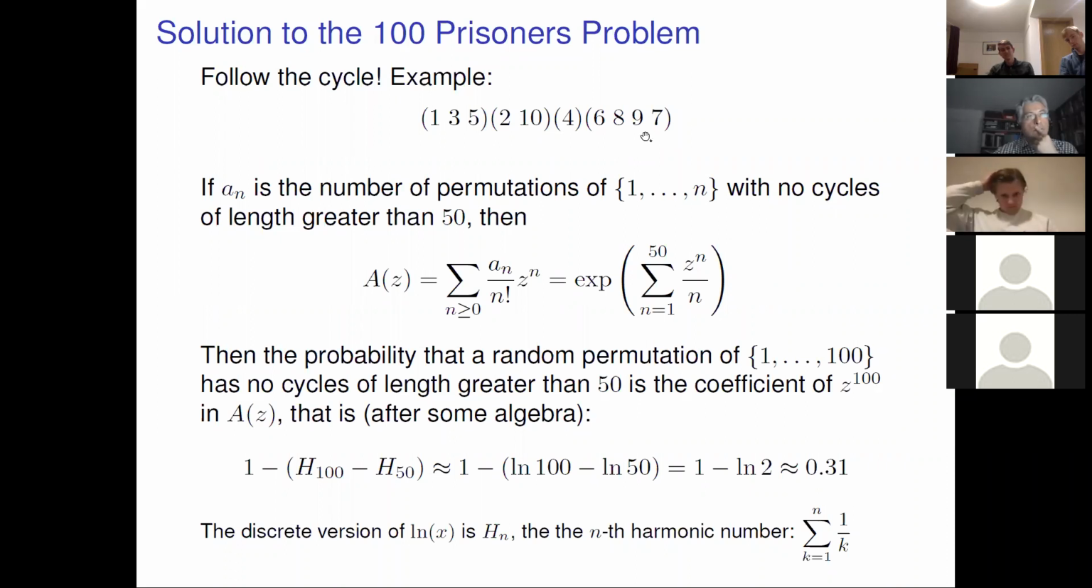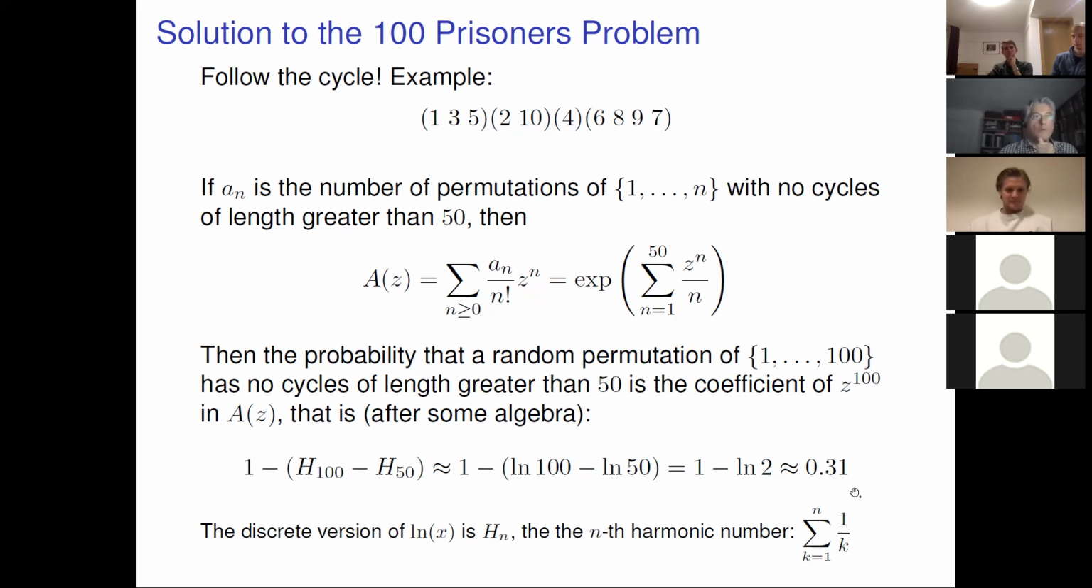Okay, so let's say player 7. I mean prisoner 7. He opens drawer 7 and he finds 6. And then 6 says 5, then 5 says 7, he gets that. Okay, I see. So what you're saying is that the permutation chain that takes him to his own number has that probability of 0.31. Well, the other way around. This is the probability that the permutation has no cycle greater than 50, which is the probability of winning. Yeah.